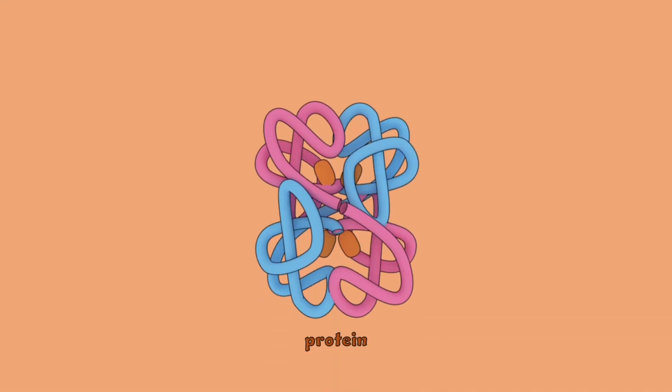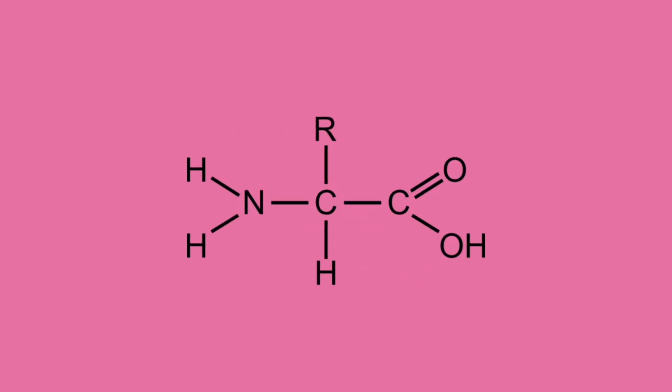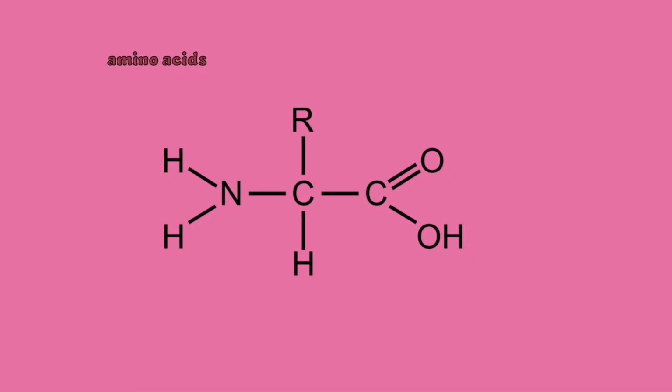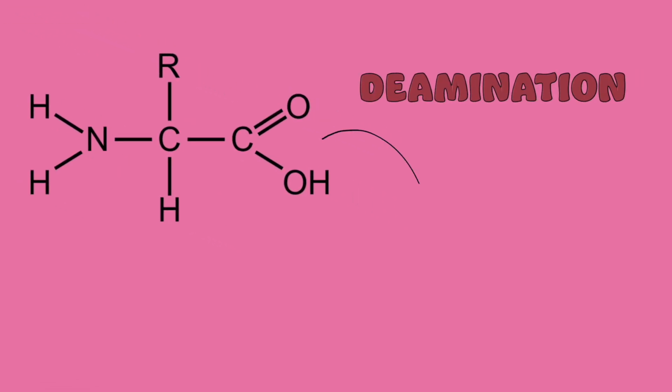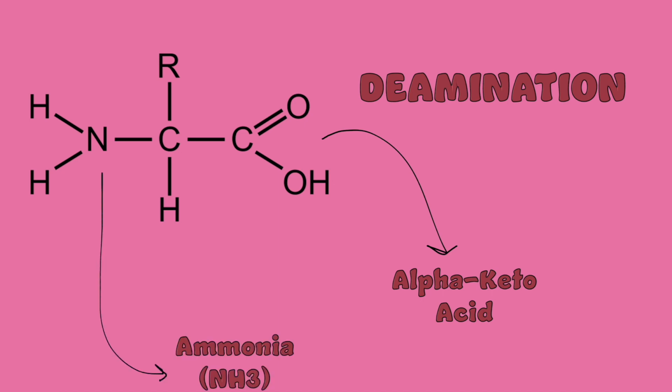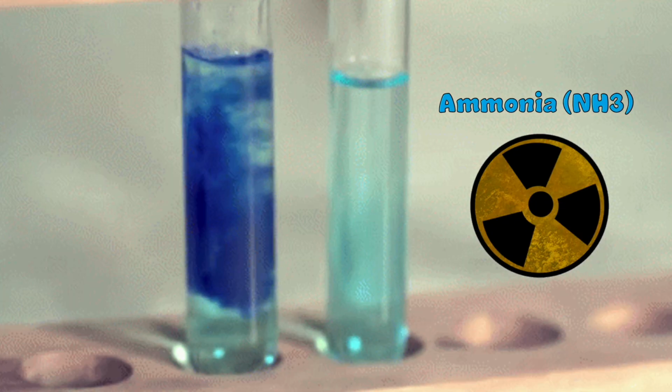Proteins are broken down in our body through a process called proteolysis. After breaking down proteins, we get amino acids. Amino acids go through a process called deamination to release two byproducts, ammonia and an alpha-keto acid. We get the ammonia from the amino group. The alpha-keto acid is the remainder of the structure after the ammonia is removed. However, ammonia is toxic to our bodies.